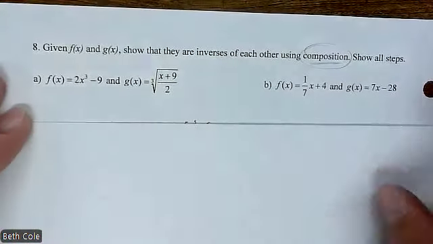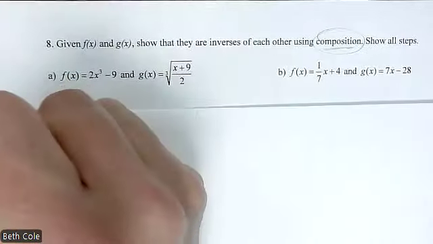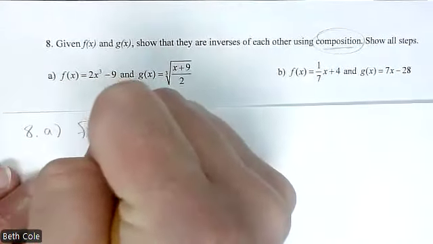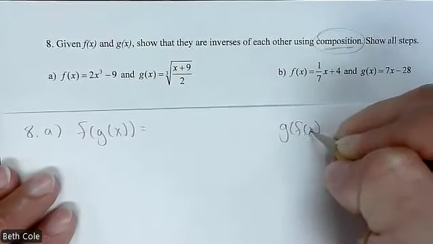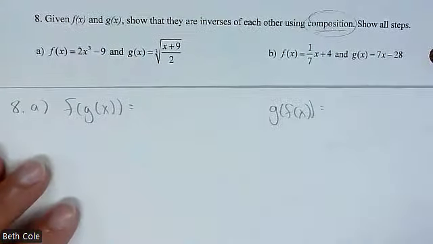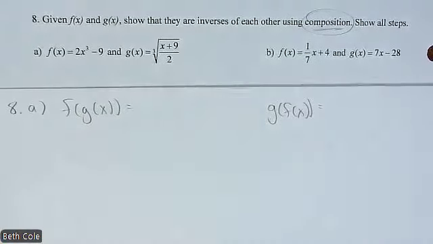Composite functions are f of g and g of f. That's what composition is, composites. So for 8a, we're going to find f of g and we're going to find g of f, and we're going to show that they both equal x. The order of the steps is what's important. So you have to show me what order stuff cancels. And you also have to label them because they're different. One is going to cancel one way and one is going to cancel the other.